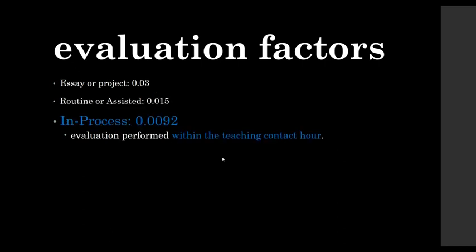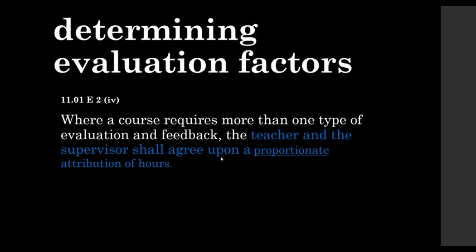In process is any type of evaluation that is performed within the teaching contact hour. So one example may be if you have to evaluate the students in a lab setting based on their adherence to safety protocols, for example, and there's a percentage of the course mark that is associated with that. So during a lab, you're walking around, monitoring the students, and as you're providing assistance and instruction to them, you're also noting their adherence to these safety protocols and evaluating that. Well, this is done in process. This is done during the teaching contact time, and so it has the lowest evaluation factor attributed to it.